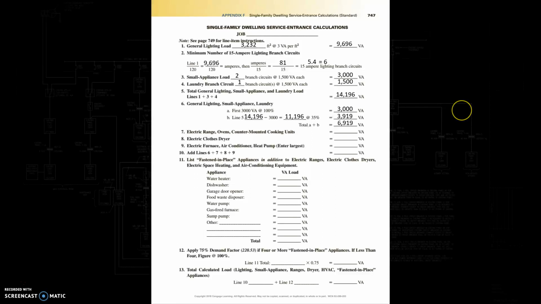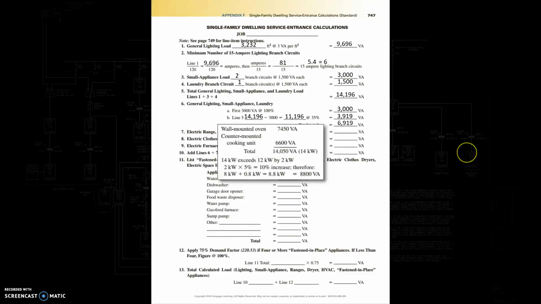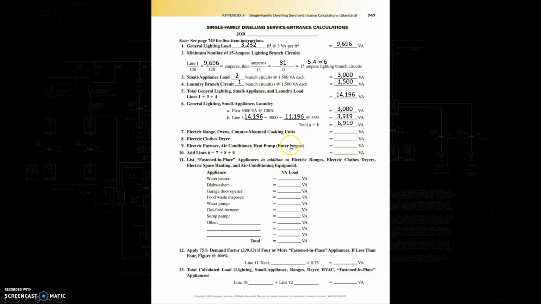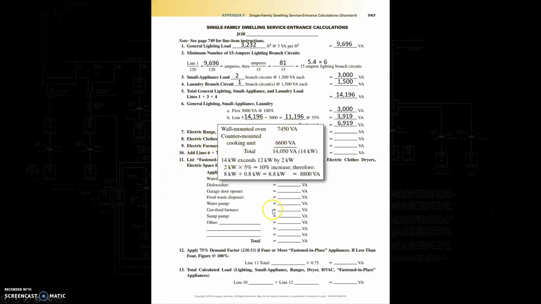First up, they tell us electric ranges, ovens, counter-mounted cooking units. If you remember back to when we did this lesson, we had that nice derating table. In this case, our range is bigger than 12 kVA in our residence here, so we have to remind ourselves of this rule. When we go over 12,000 volt amps, or 12 kVA, we apply that rule where we add 5% for every kilovolt amp we went over 12 by. If we need refreshers on that, I'd encourage you to jump back to that chapter. But anyway, when we do that, here's the quick math, we would get 8,800 volt amps for our range.